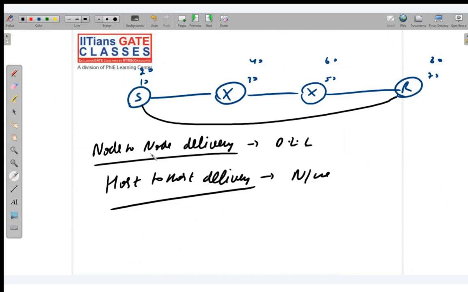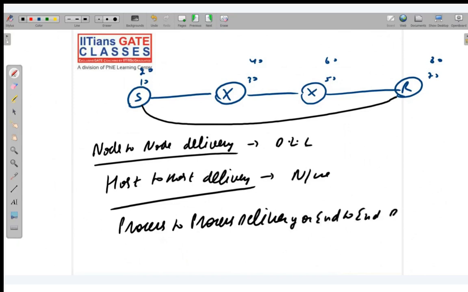Are you getting it? In today's world, according to operating system, we have multitasking operating systems. So multitasking means what? Multiple tasks are running or multiple processes are running. Okay, so which process of this machine is communicating with which process of this machine? We have to transfer data from process to process. Now, that is taken care by your transport layer. So process to process delivery, or you can say end to end delivery, that is taken care by which layer? Transport layer.